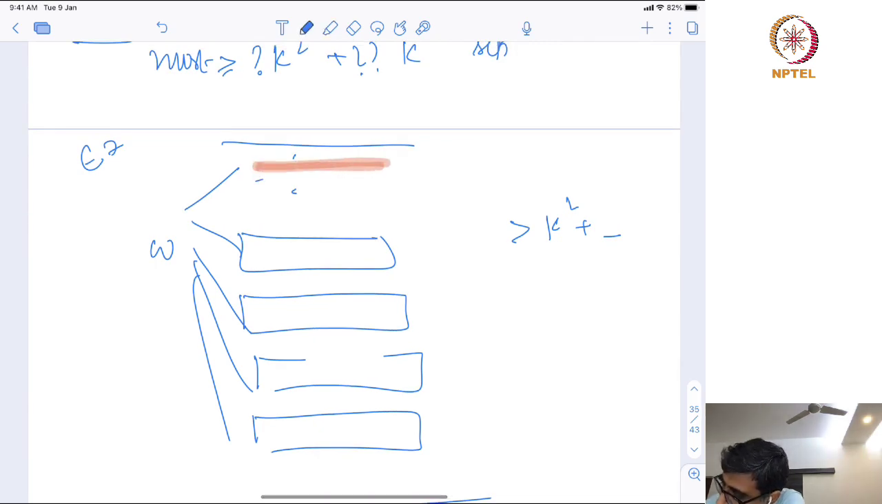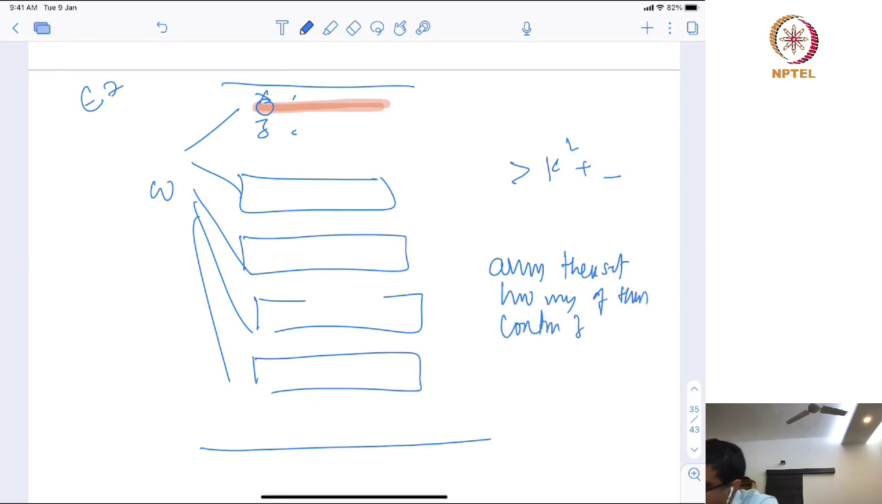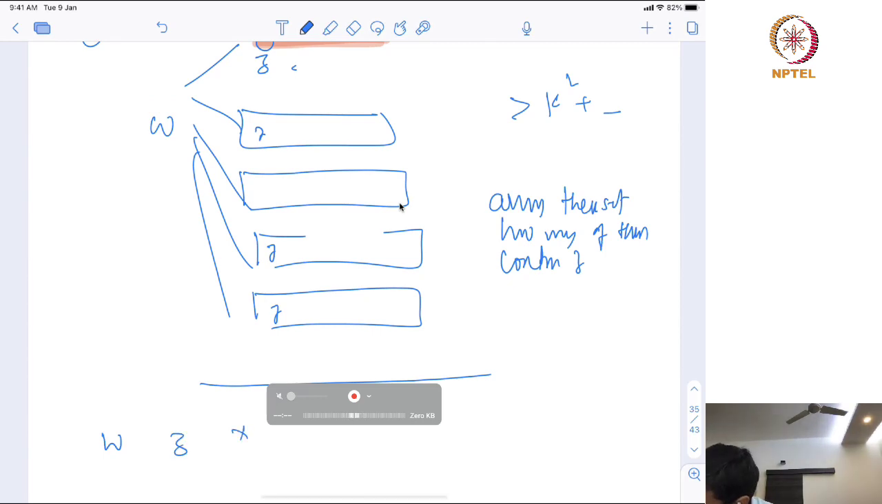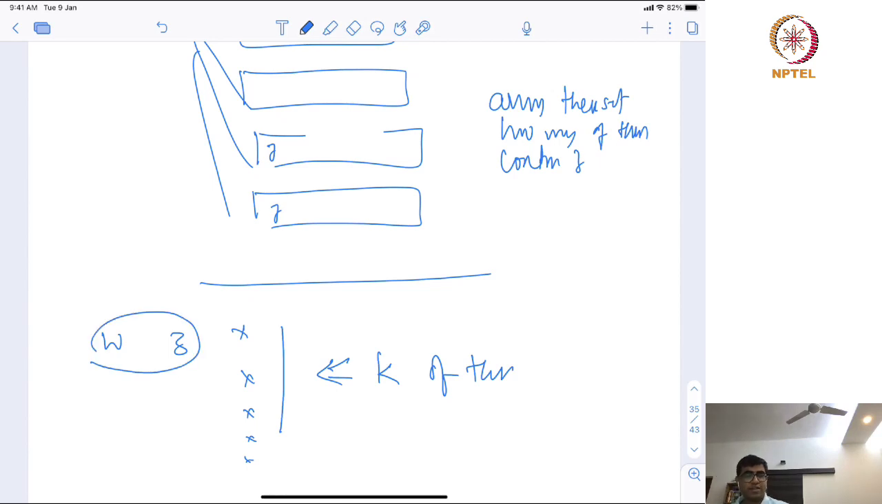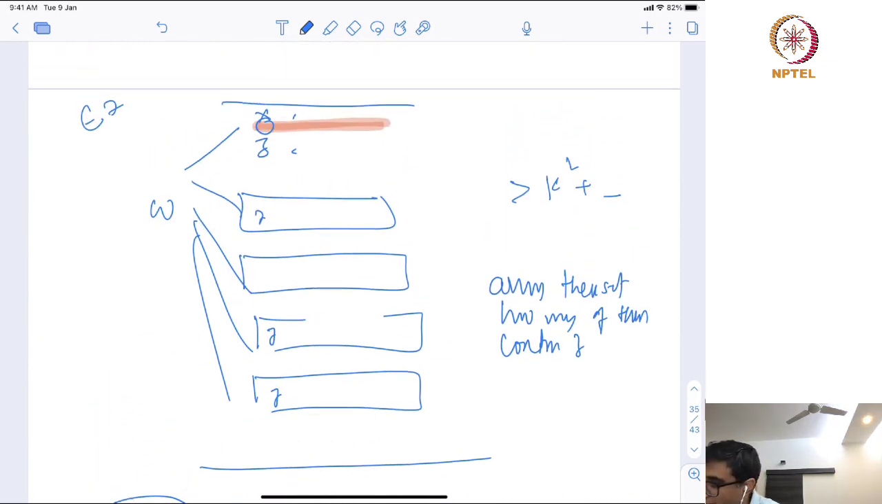I pick up an element z here, and I ask myself, among these sets, how many of them contain z? Suppose z was here, here, here and here. So, first we picked up w, now we picked up z and all the sets which z is contained in. Well, this can be at most k of them, right? Otherwise, wz is common in k plus 1 sets, which implies reduction rule C is applicable. Okay, that's correct.